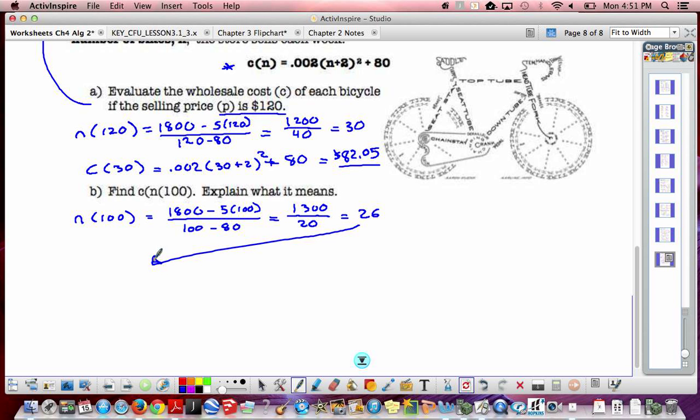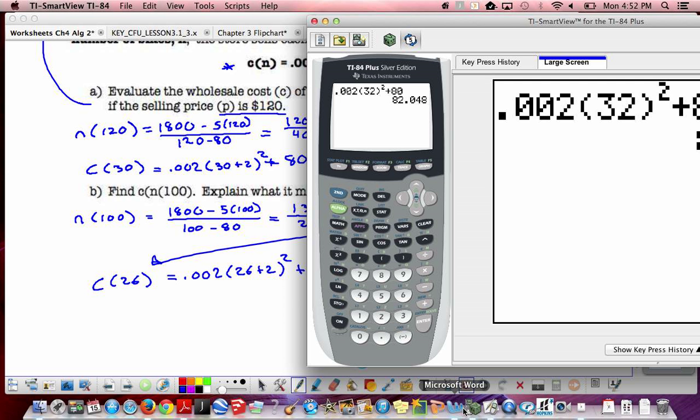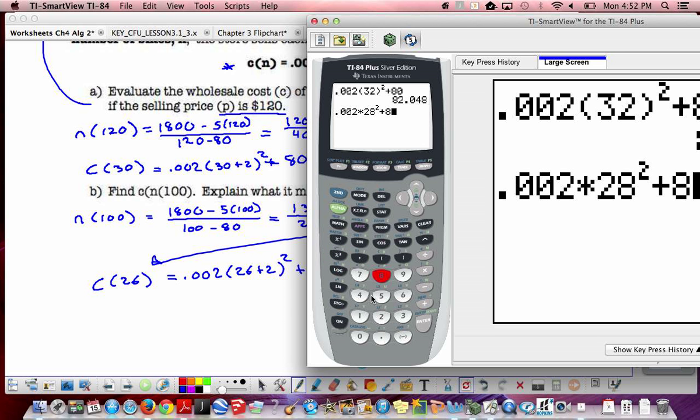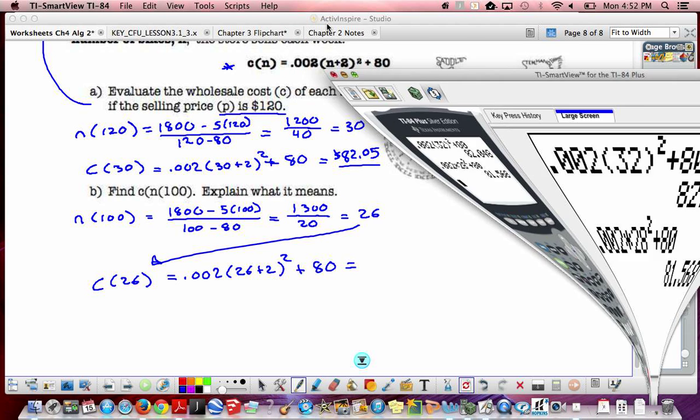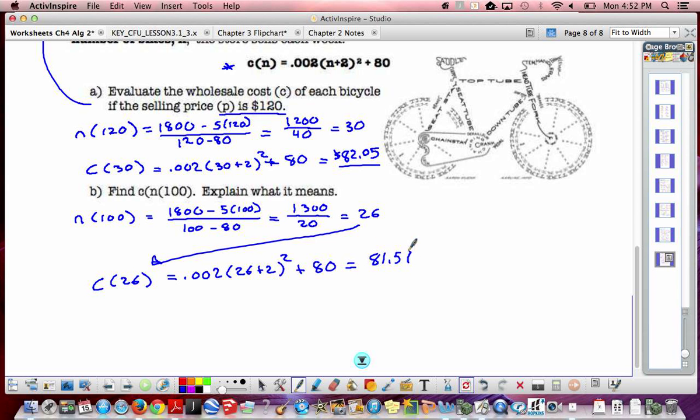So I take that and plug it into C of 26, which would equal 0.002 times 26 plus 2 quantity squared plus 80, and that would give me a wholesale cost of, so now in this case I'm going to go 0.002, and really I could probably just say times 28 squared, since 26 plus 2 is 28, and then plus 80. So my order of operations should hold true, 81.57. So I get 81.57.